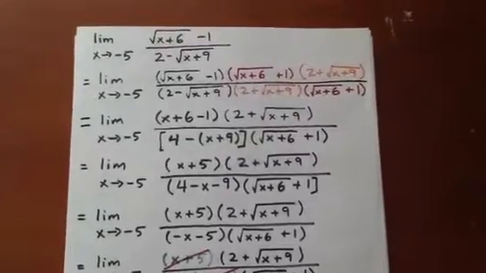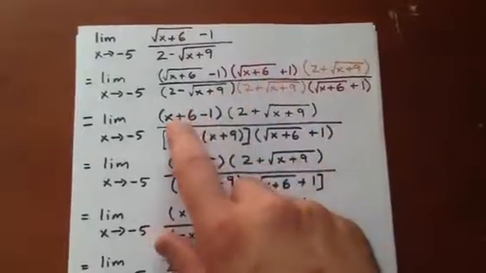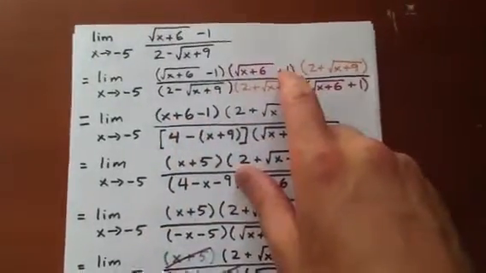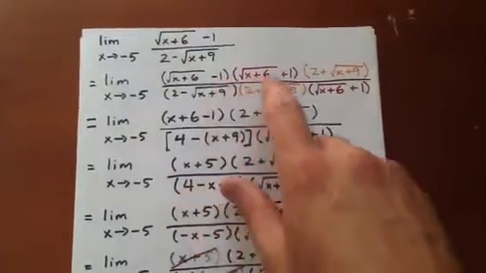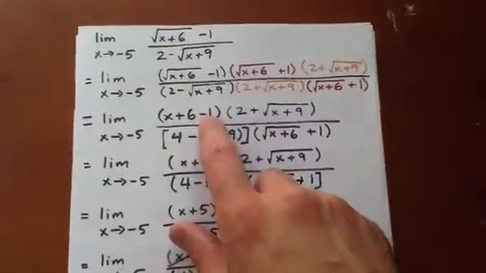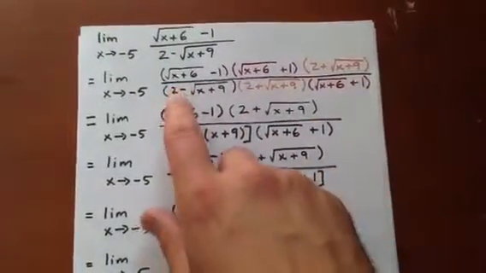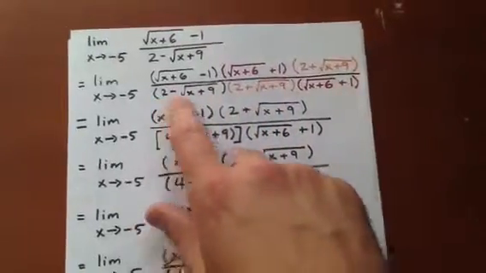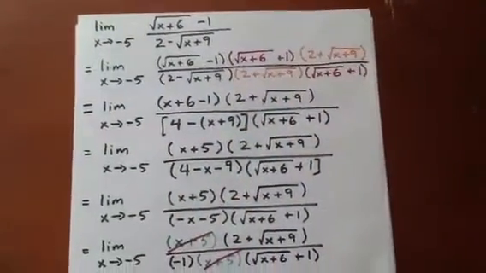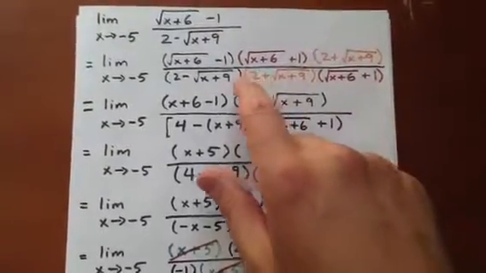What ends up happening is the square root of x plus 6 times the square root of x plus 6 is x plus 6. We add that and subtract that, so that cancels out, and then we subtract 1. We're still left with this factor on the end. And over here we have 2 times 2, which is 4. We add 2 root x plus 9 and then subtract 2 root x plus 9 in the next one.